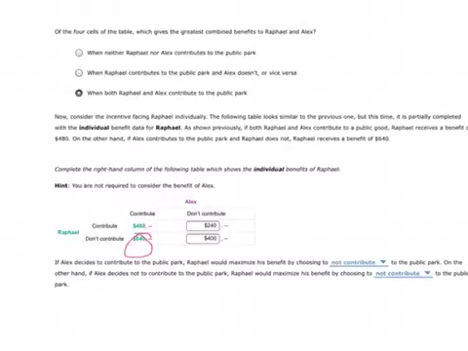So right here. So Raphael maximizes his benefit by choosing not to contribute to the park. And in fact, he maximizes his benefit either way by not contributing to the park. So let's look at the next.